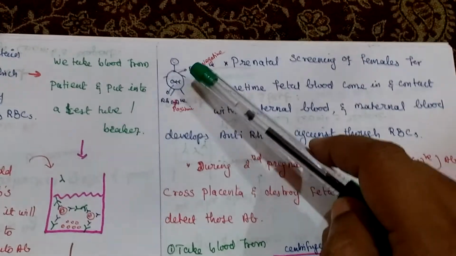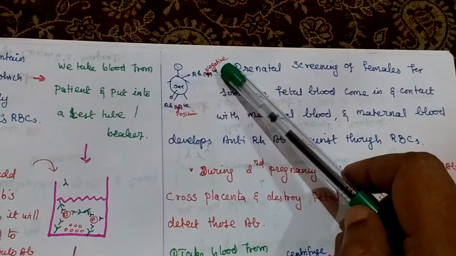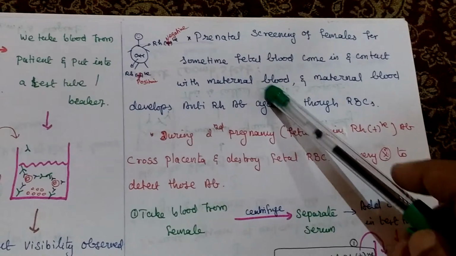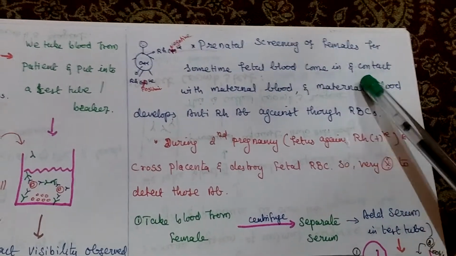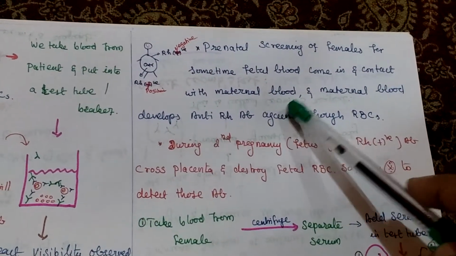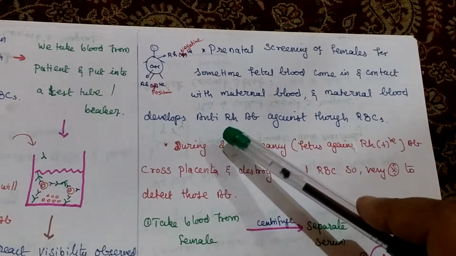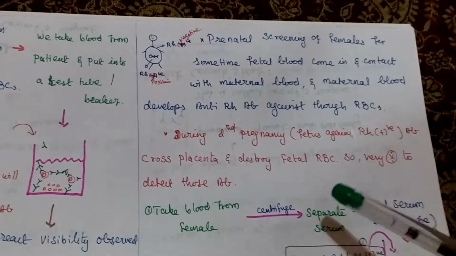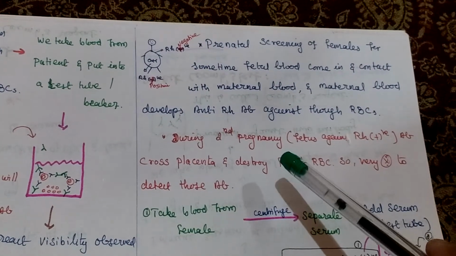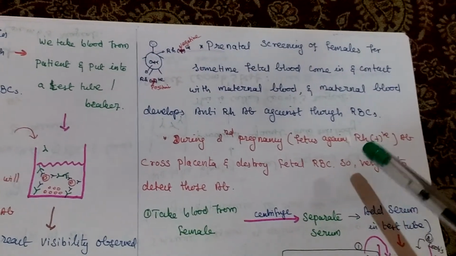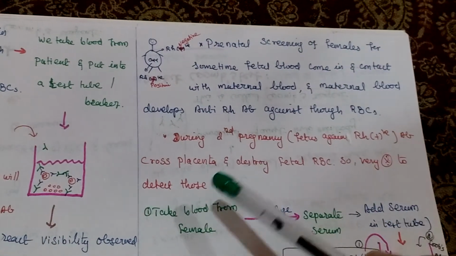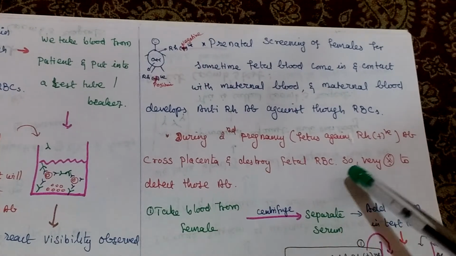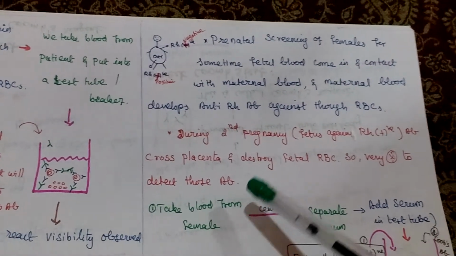Here the female is RH negative, and the fetus inside is RH positive. Sometimes fetal blood comes in contact with maternal blood, and the maternal blood develops anti-RH antibody against the RBC. During a second pregnancy, if the fetus is again RH positive, this antibody crosses the placenta and destroys the fetal RBC. So it is very important to detect these antibodies.